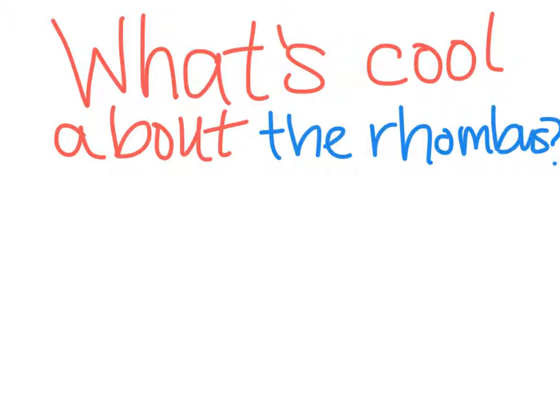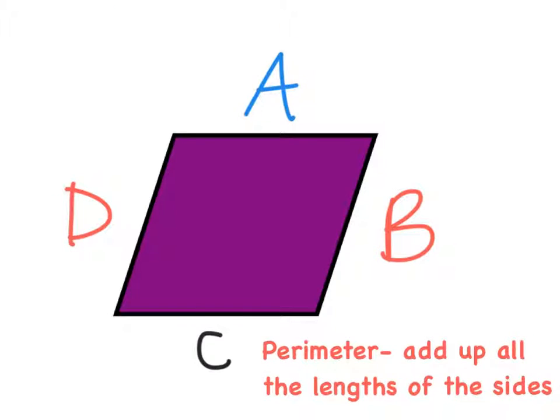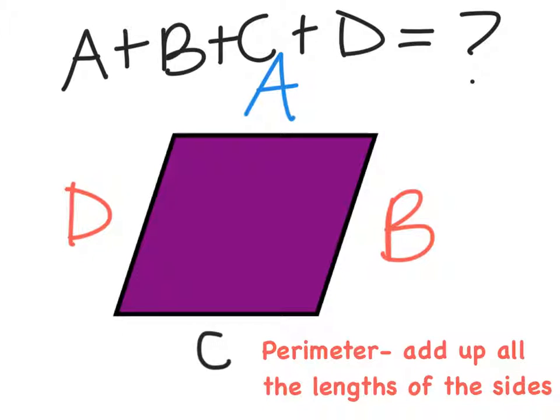What's cool about the rhombus? If you know the length of one side, you automatically know the length of all the sides because of the property of the quadrilateral. That's what makes the rhombus one of the most unique shapes. To find the perimeter, you must add up all the lengths of the sides. It's important to find the perimeter because it gives you the total number of inches of a shape.